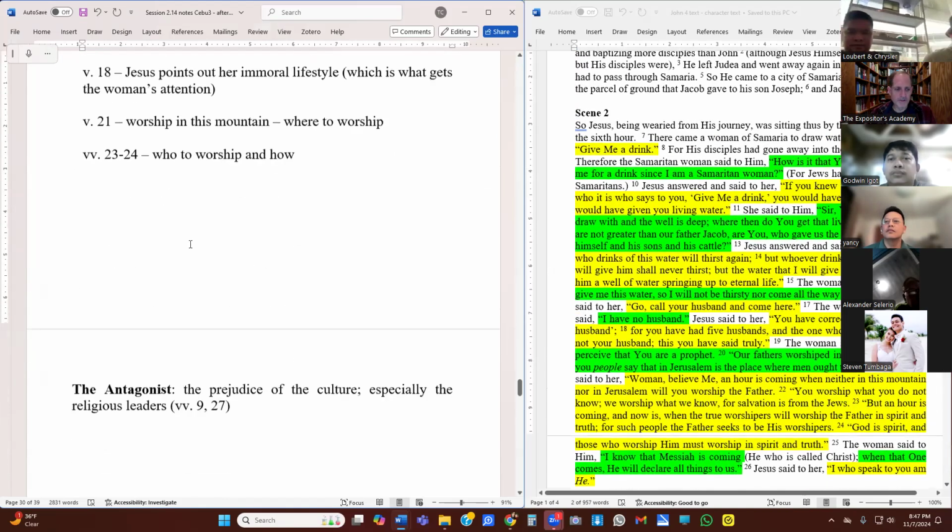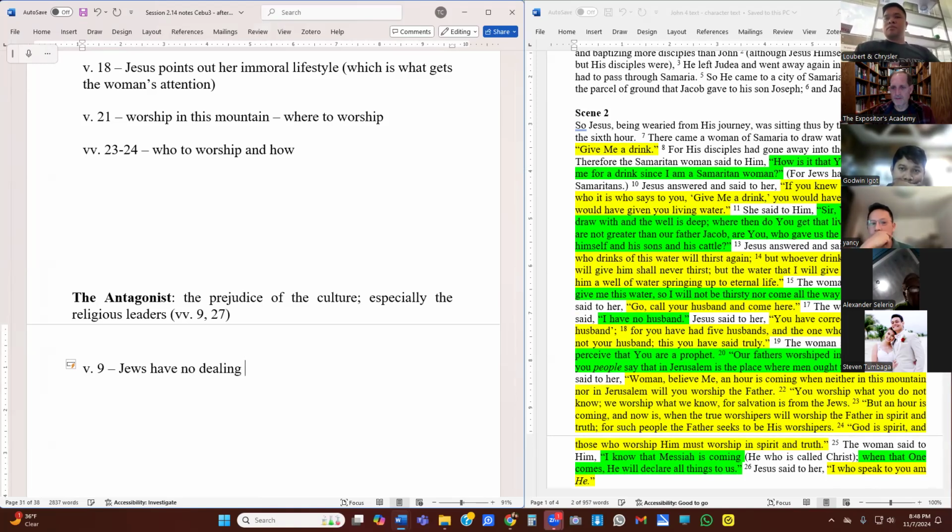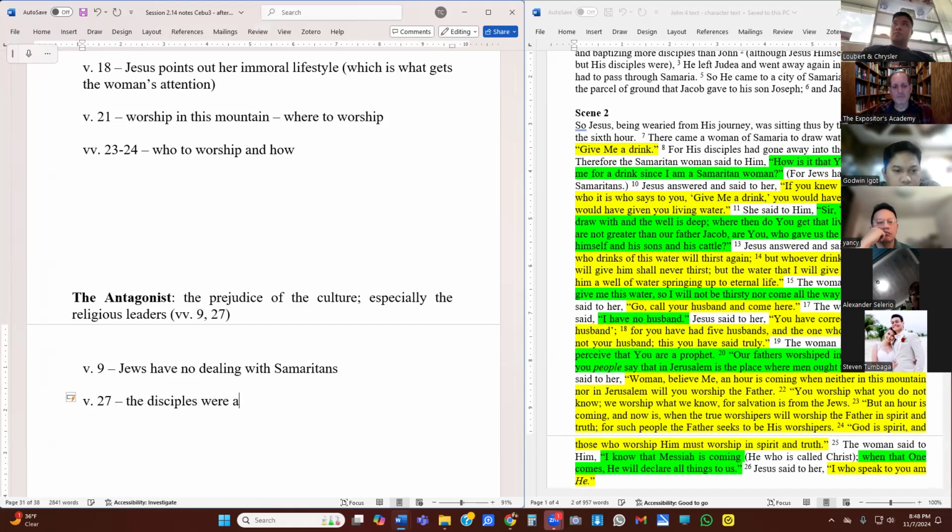And then we turn our attention to the antagonist, which is the prejudice of the culture. And we already noted the key verses there. We would look at verse 9. The antagonist doesn't say anything in the story because it's not a person in the story, but we certainly see, right, Jews have no dealings. So this is a narrator comment, but it's applied to the antagonist in the story. And then verse 27, right, the disciples were amazed. Jesus.